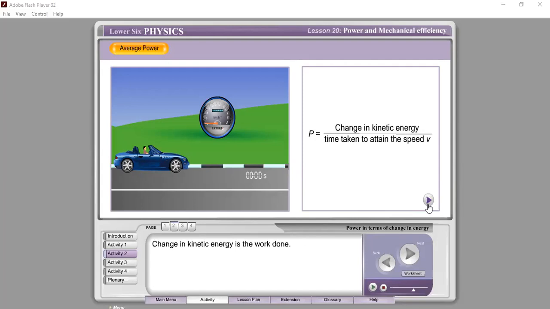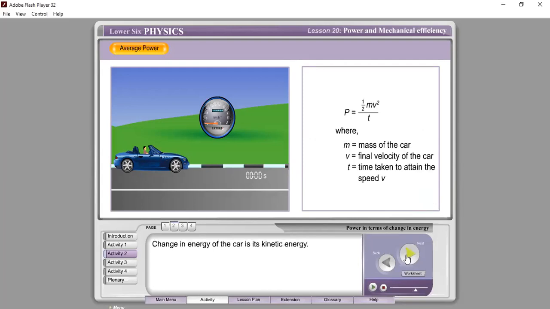Change in energy of the car is its kinetic energy. Therefore, P equals half m v squared over t, where m is the mass of the car, v is the final velocity of the car, and t is the time taken to attain the speed v. So that means that power will be kinetic energy over time. In general, power will be work done over time, or P equals any energy over time.